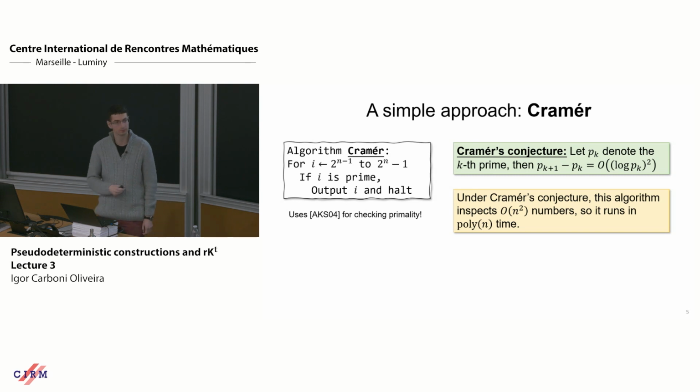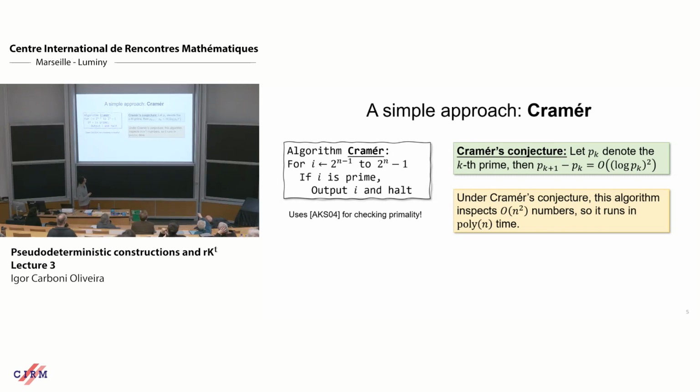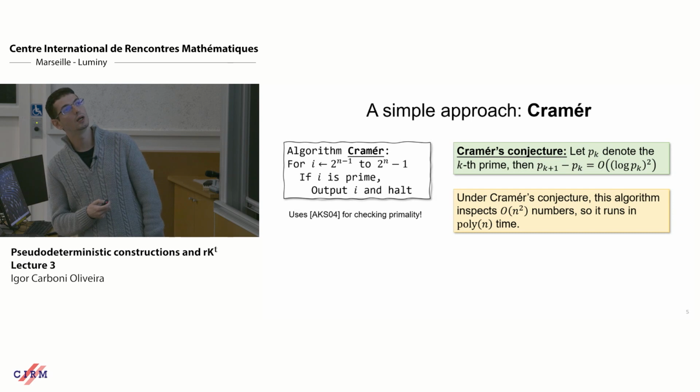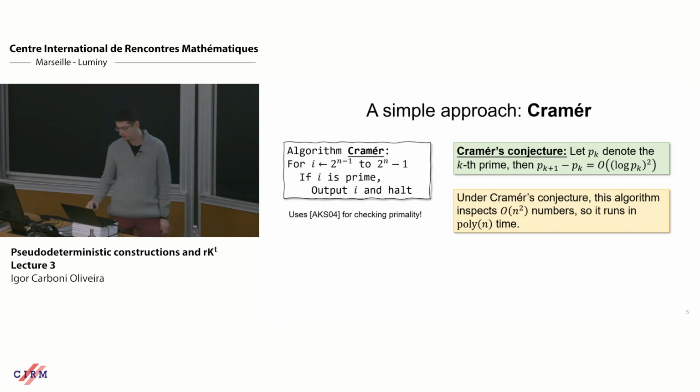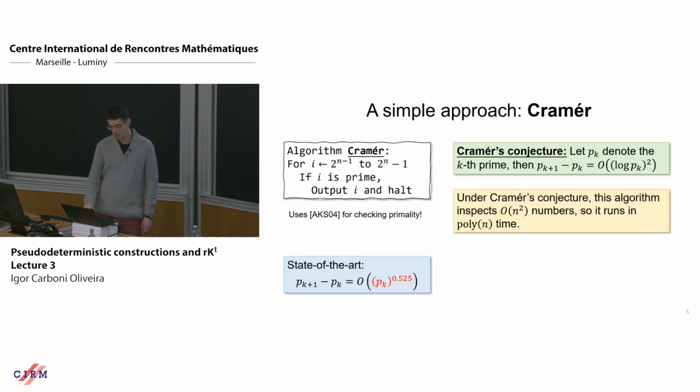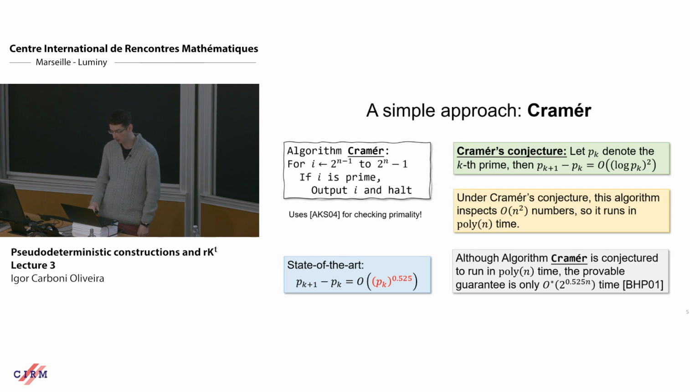We look at primes of magnitude roughly 2^n, so the gap would be like n squared, yes. But unfortunately the state of the art is much worse than the conjecture. The best known bound is a polynomial in 2^n, so this only gives an exponential time algorithm. So at the moment we can only prove this simple approach runs in exponential time.